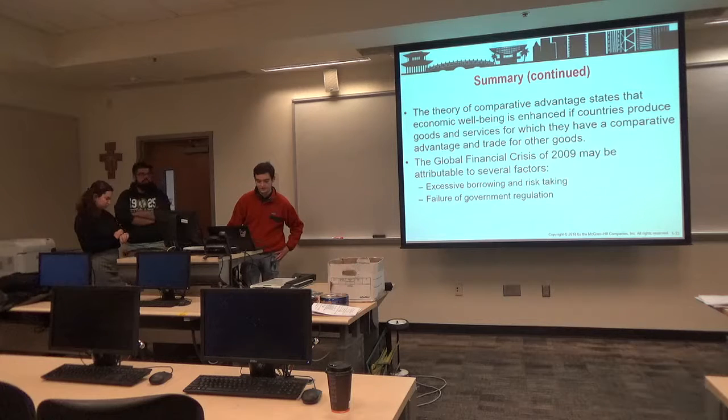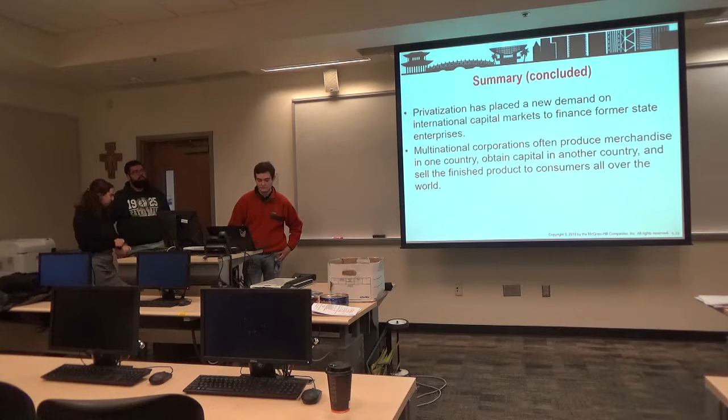Everyone here probably knows about comparative advantage, but comparative advantage states that economic well-being is enhanced if countries produce goods and services for which they have a comparative advantage and trade for other goods. So the financial crisis of 2009 could be attributed to excessive borrowing and risk-taking and failure of government regulation, so the big short stuff.